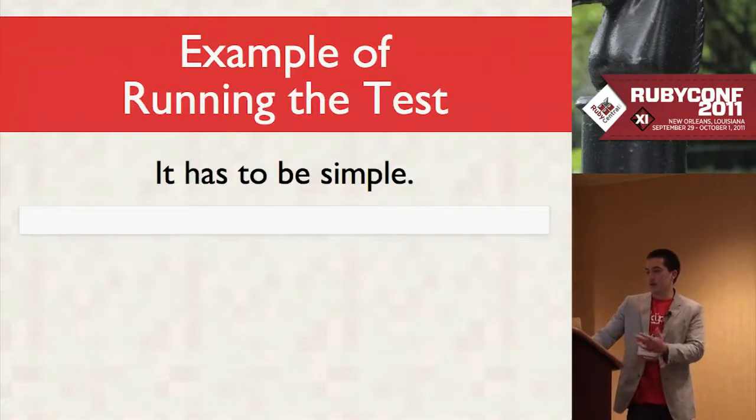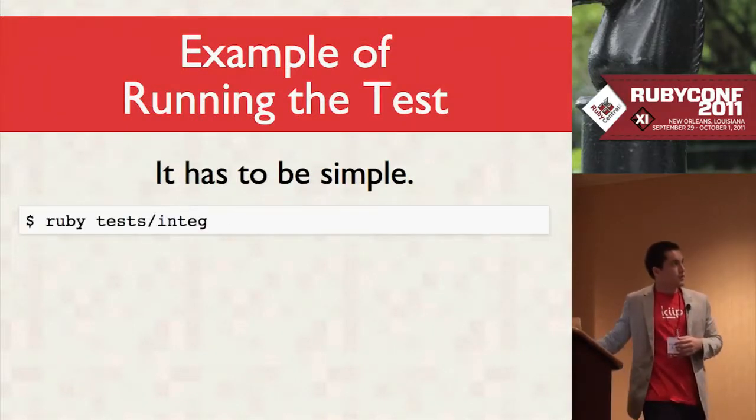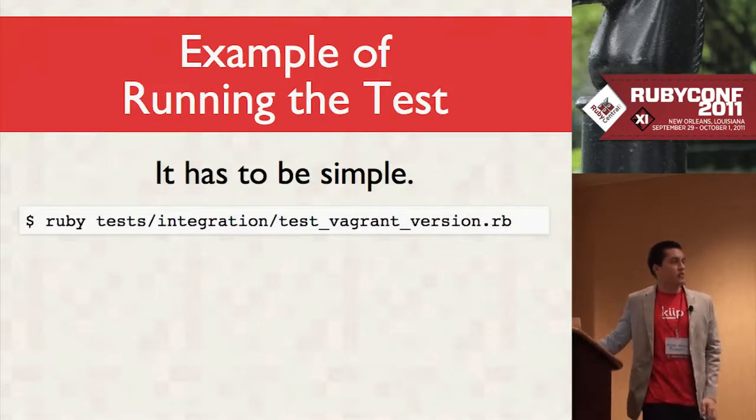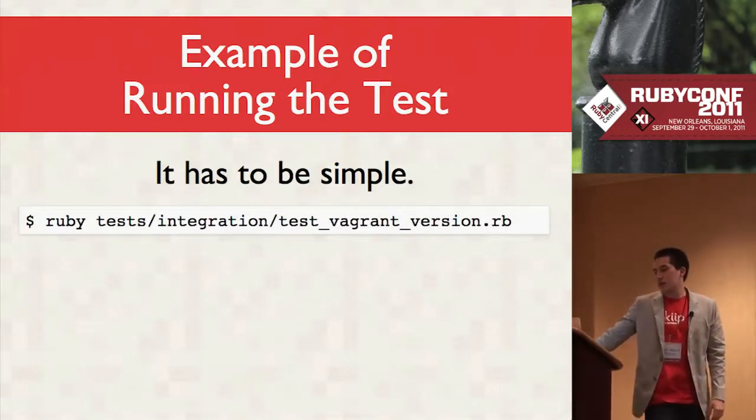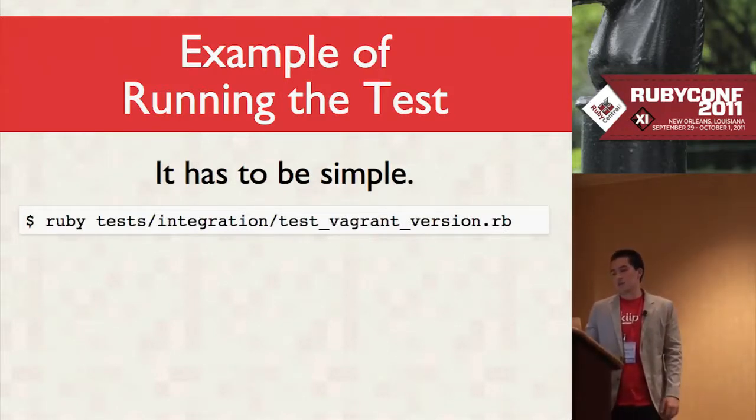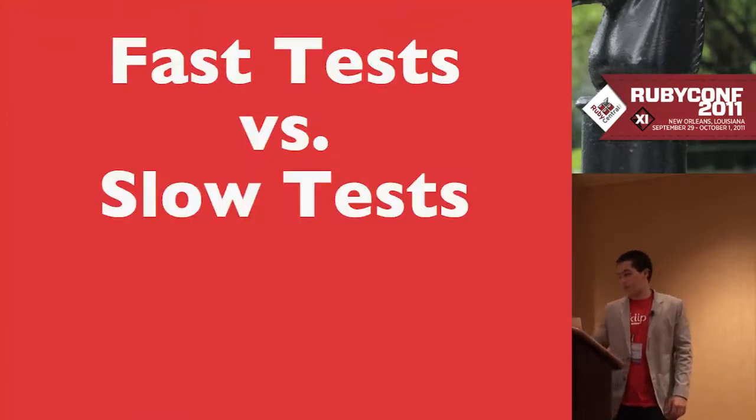And running it has to be simple. If you don't make your tests simple to run, no one's going to run them. So I'm a really big fan of just running the file to run the test, and that just works with Test::Unit. Okay, so fast tests versus slow tests.